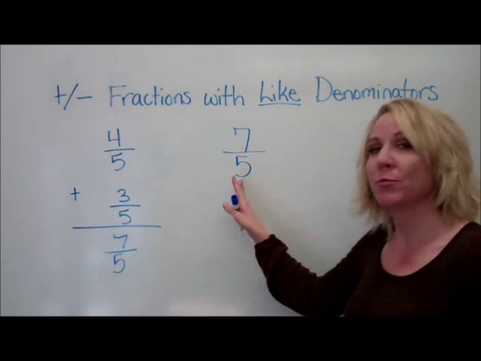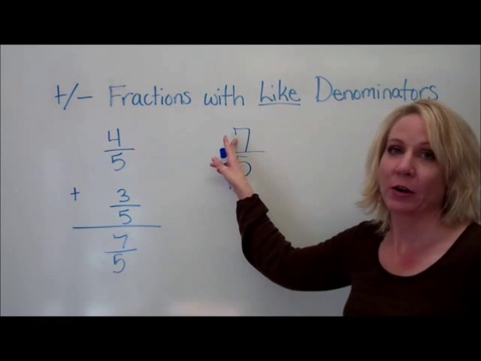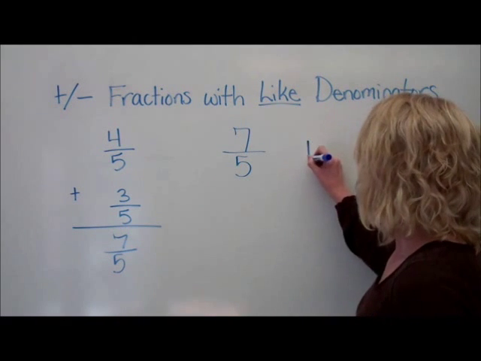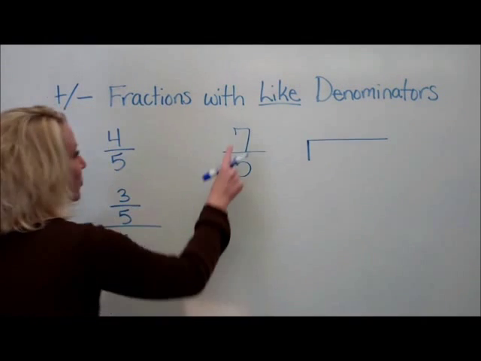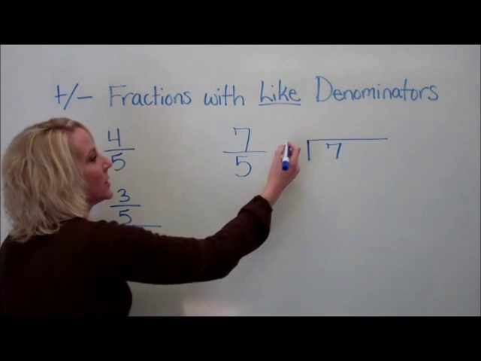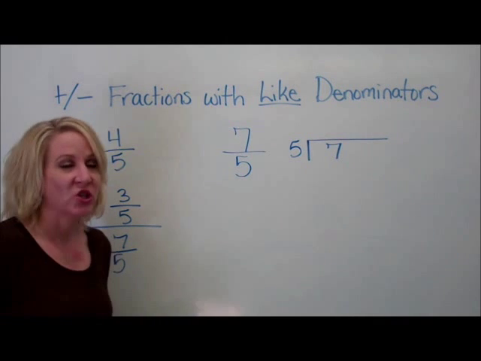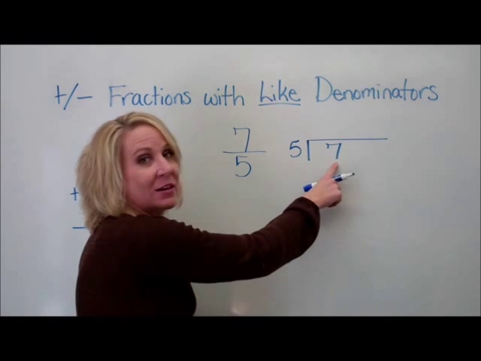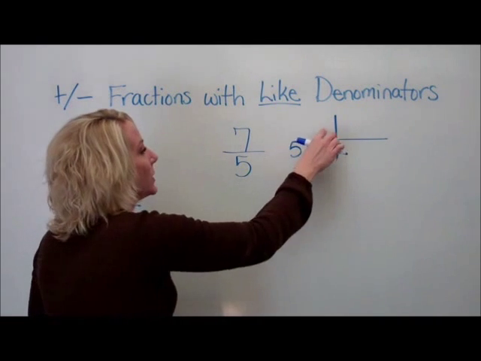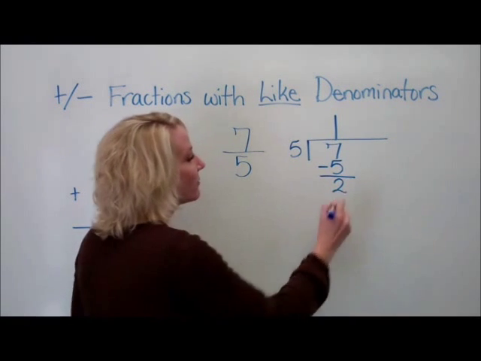The way to turn an improper fraction into a mixed number is we take the numerator and we divide it by the denominator. So when we do our division problem, the numerator goes inside of our division bar. The denominator goes on the outside of our division bar. What you do then is you do the simple division. 5 divides into 7 one time. That 1 is going to become our whole number. 1 times 5 is 5, subtract, and we get a remainder of 2.